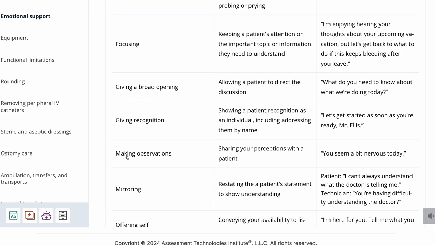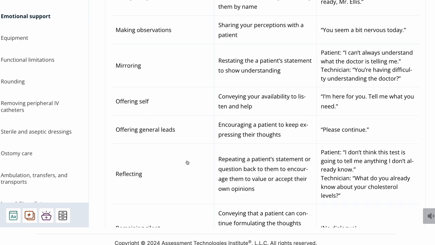Sometimes if you see something in your patient, right here it says making observations. Sometimes you can ask your patient in a way, it seems to me like you seem like you're a little nervous today. Is that correct? Am I understanding that correctly? No, you're not? Okay, well, talk to me a little bit about what's going on there, because I see something that's different in you. Can you tell me what that is?